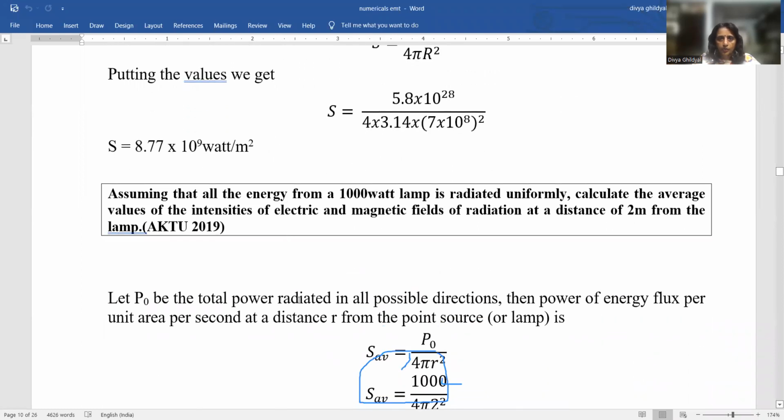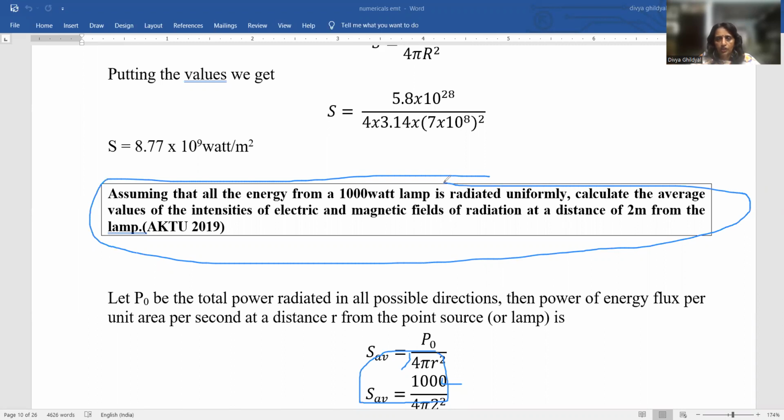Next question. This question is very important. It has been asked many number of times in your AKTU paper. They make a minor change in the language, but this is a very, very important numerical for your AKTU paper. Assuming that energy from a 1000-watt lamp is radiated uniformly, calculate the average values of the intensities of electric and magnetic fields of radiation at a distance of 2 meters from the lamp.